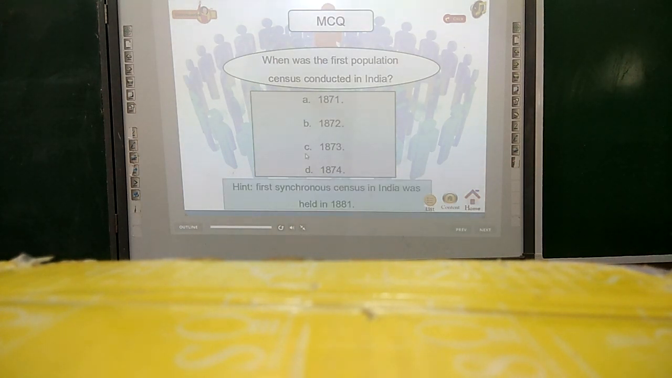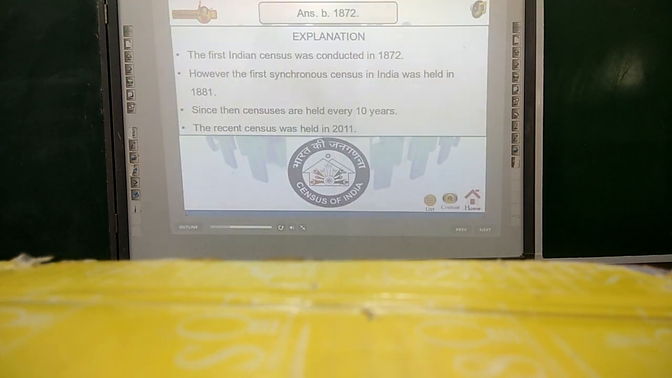Hint: the first synchronous census was held in 1881. The answer is B. 1872. Explanation: the first Indian census was conducted in 1872. However, the first synchronous census in India was held in 1881. Since then, censuses are held every 10 years. The recent census was held in 2011.